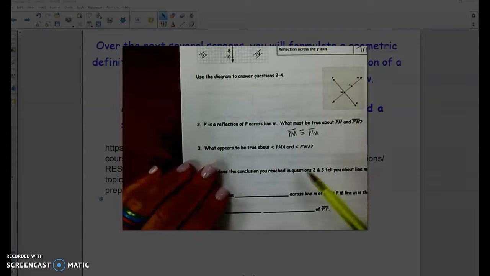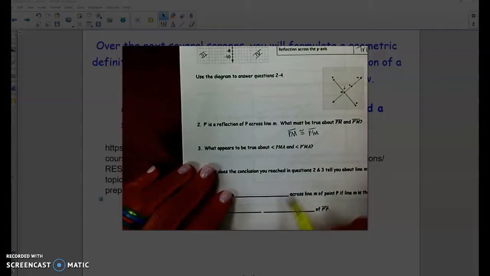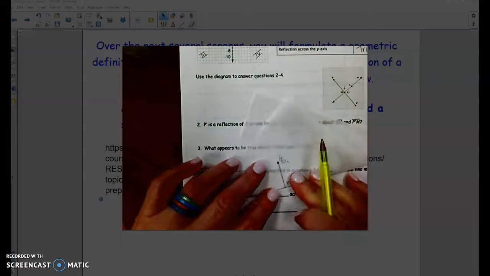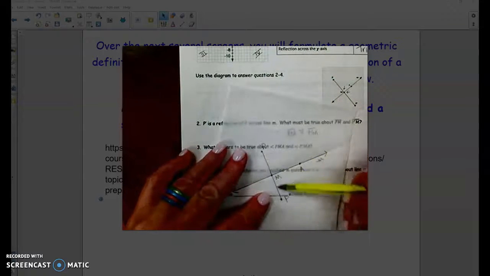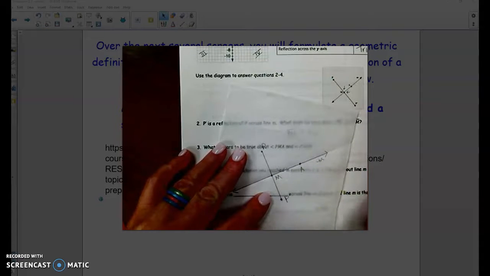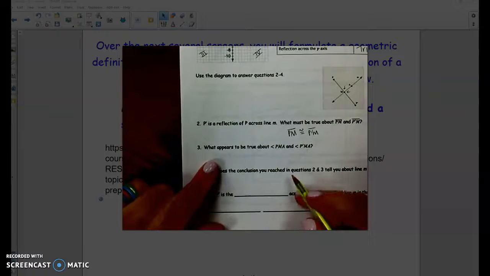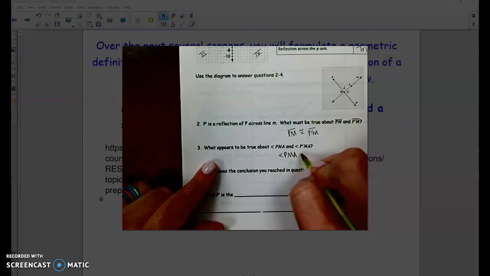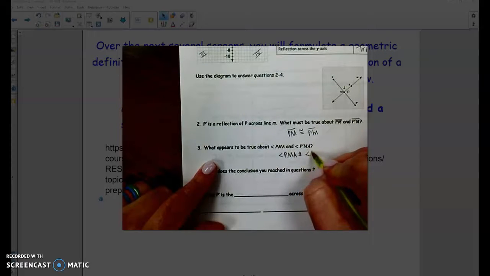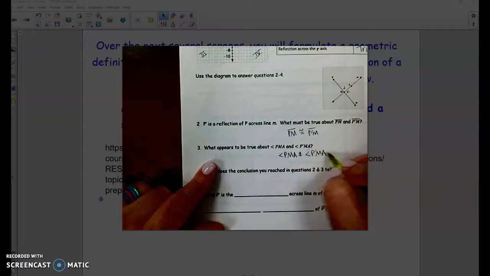Number 3 says, what appears to be true about angle PMA, so we're talking about this angle right here, and angle P prime MA, which is this angle right here. Now, they are also congruent, and I can verify that with my fold. Those 2 angles are right on top of each other. And since they make a line together, that means they have to add up to be 180 degrees. So if they're congruent and add to 180, that means each one of them has to be 90 degrees, or in other words, a right angle. So angle PMA and angle P prime MA appear to be right angles.